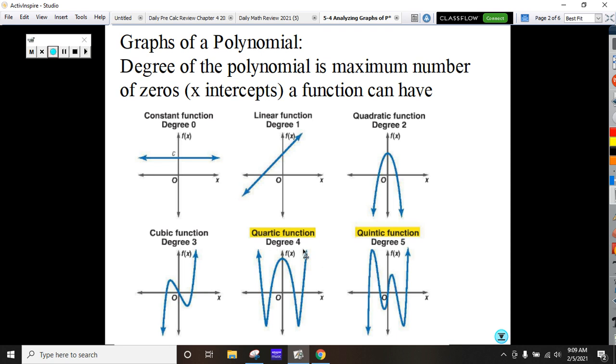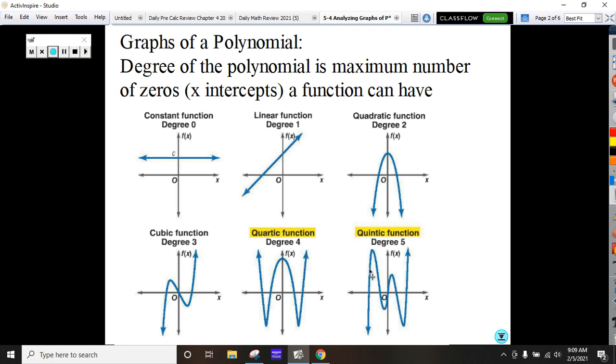Quartic functions is degree 4. Again, it potentially could hit it 4 times. That means it would turn 3 separate times. Kind of looks like a W shape. Again, they don't have to necessarily look like this, because depending on the other terms you have in your polynomial, it could change the shape. Sometimes quartic functions actually look like quadratic functions, so that's why you have to get degree and type, you still have to look at the equation.